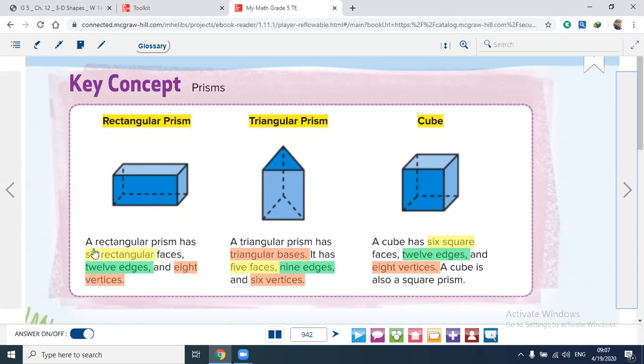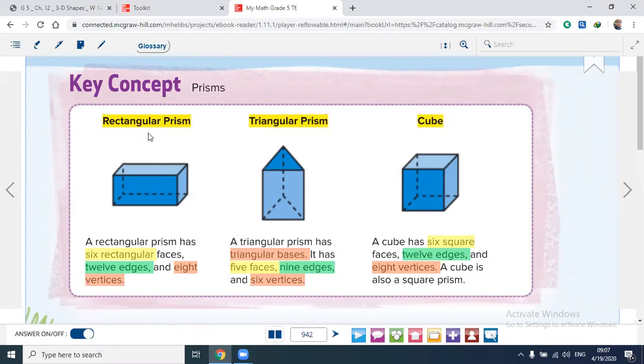A rectangular prism, from its name, has rectangular faces. How many faces? It has 6 rectangular faces, all with the shape of a rectangle. And it has 12 edges, the lines you see here are called edges. And it has 8 vertices.